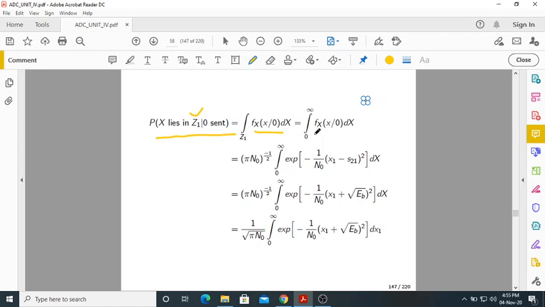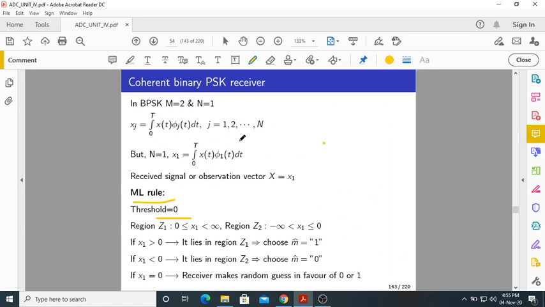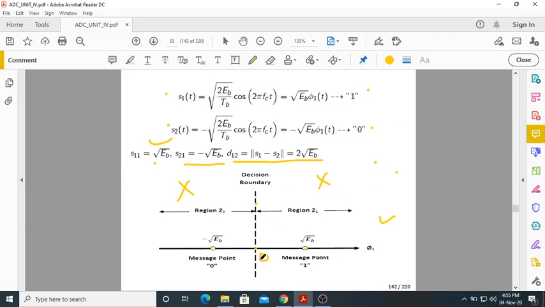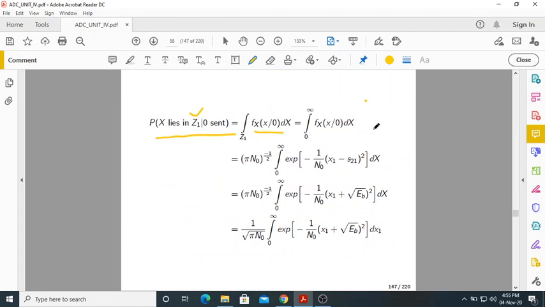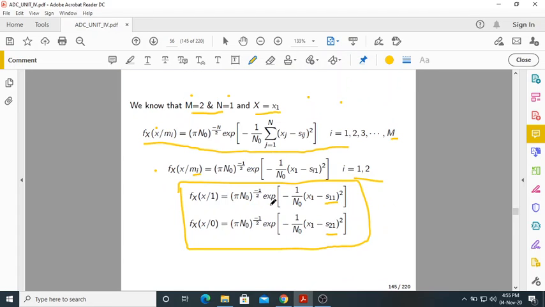Now what is Z1? What is the Z1 region, from where to where? 0 to infinity. So I am substituting Z1 from 0 to infinity. It is one dimensional, no? 0 to infinity, fX of x given 0 dx. Now what is fX of x given 0? This is the formula, this expression. Here, what is S21?